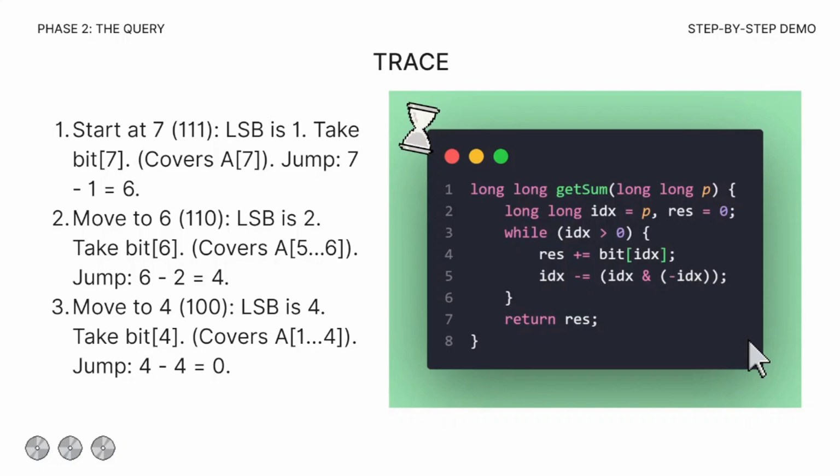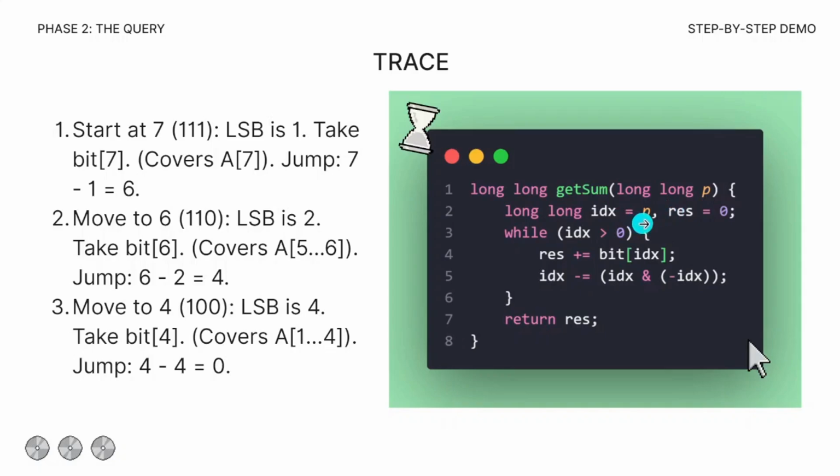Next we move to 6, which is 110 in binary. Its LSB is 2. So we take bit 6 into the result and we jump 6 minus 2 is 4. Finally we move to 4, 100 in binary. Its LSB is 4, so we take bit 4 into the result, and then we have covered successfully from A1 to A7. Now, the final jump 4 minus 4 is 0, which is out of bound, since the array we use is 1-indexed. So we finish here. The code represents the idea.